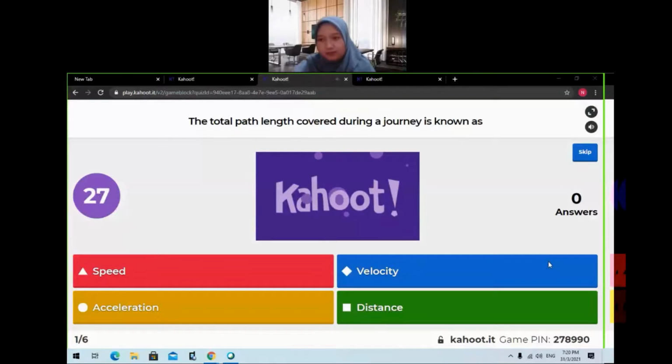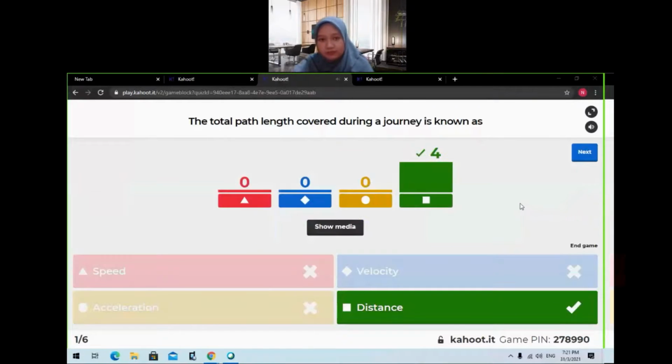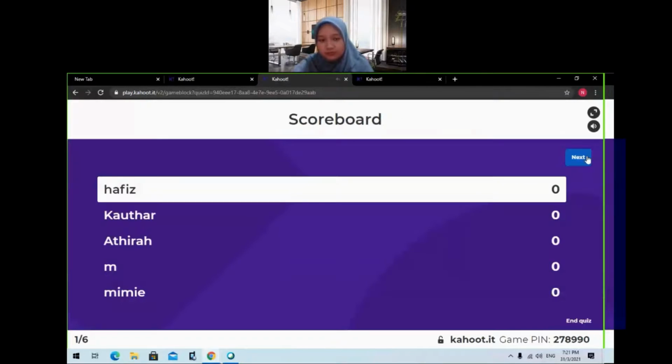Okay, the total path length covered by a journey is known as what? One person has answered it. Sorry, teacher, I cannot see you. Choose the one on your screen. They have 4 cards, right? Okay, Hafiz is number 1.